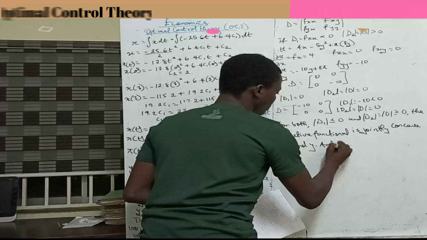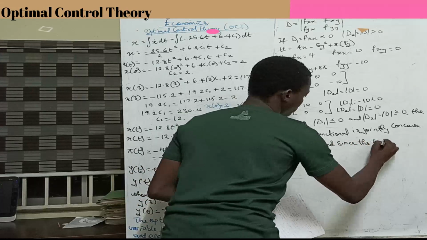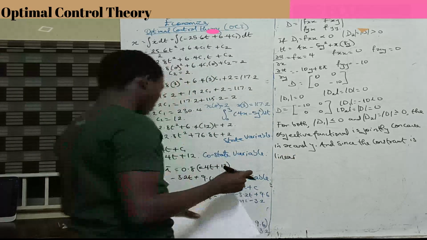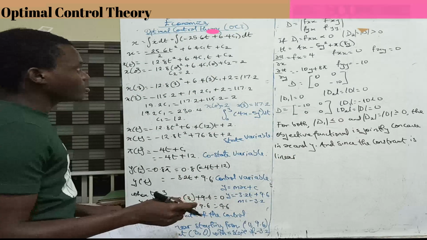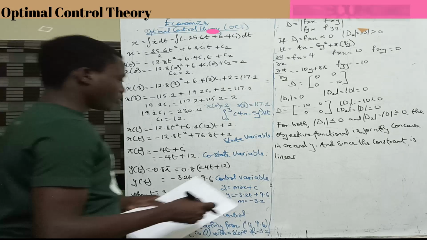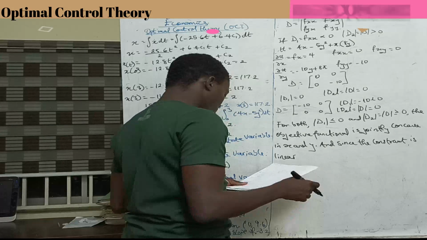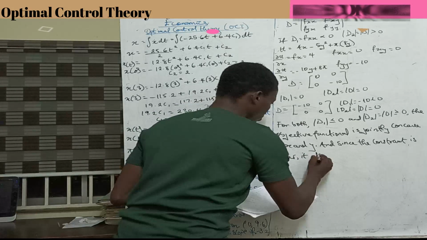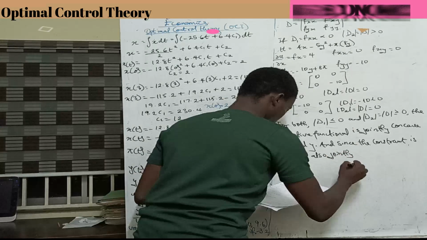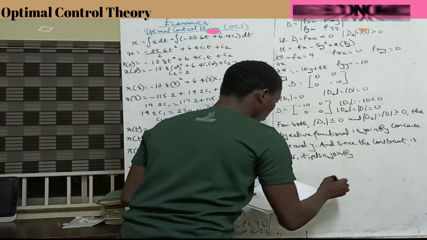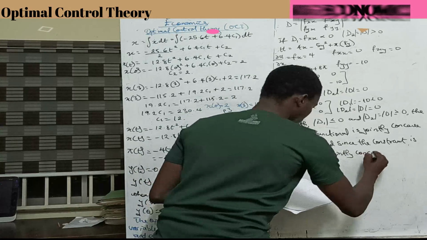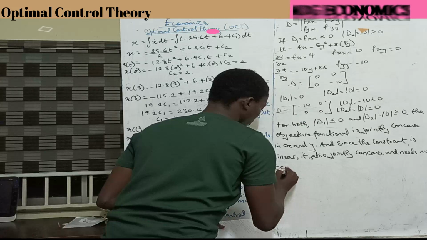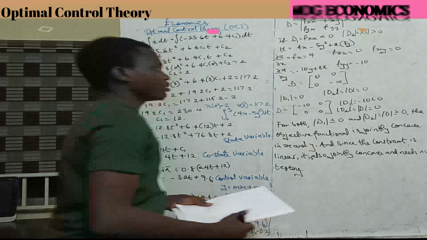Okay, and since the constraint is linear, so what was the constraint here? The state variable. Our constraint was 8y, which is linear. The constraint is linear. It's also jointly concave and needs no testing.